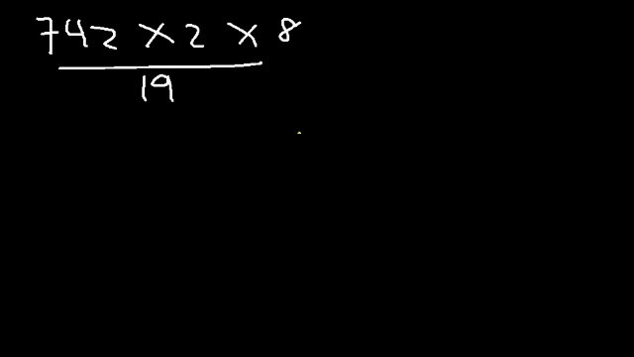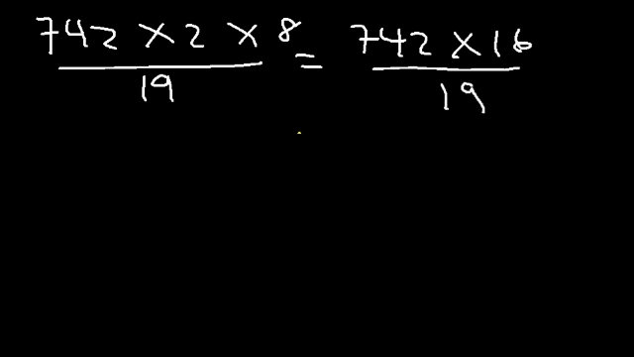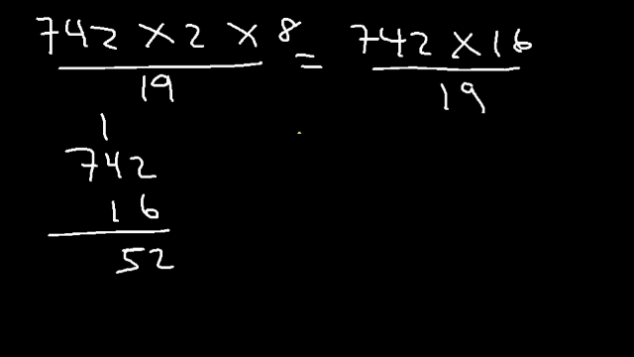So 8 times 2 is 16, and 742 times 16. Let's see what the answer for that is. So 2 times 6 is 12. Carry a 1 over. 4 times 6 is 24, plus 1 is 25. Carry the 2 over. 6 times 7 is 42. Plus 2, that's 44. So add a 0.